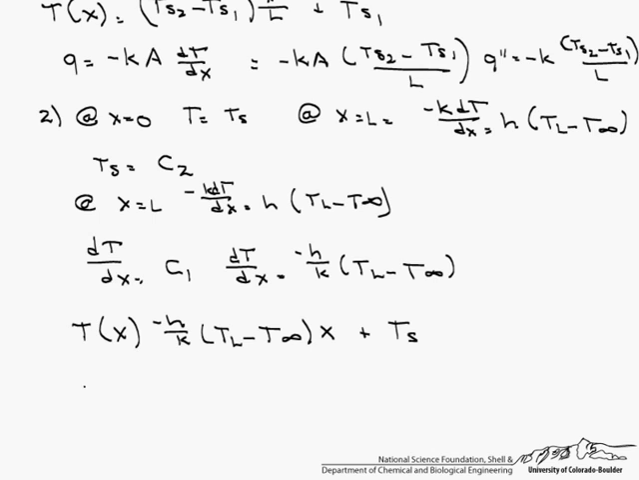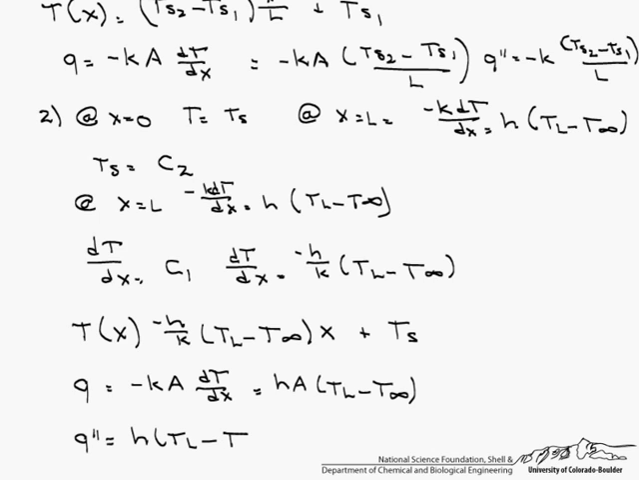Again, if we want to find our q, it's minus kA dT dx. So it's hA times T of L minus T infinity. If we want to find q prime, it's just h times T of L minus T infinity.